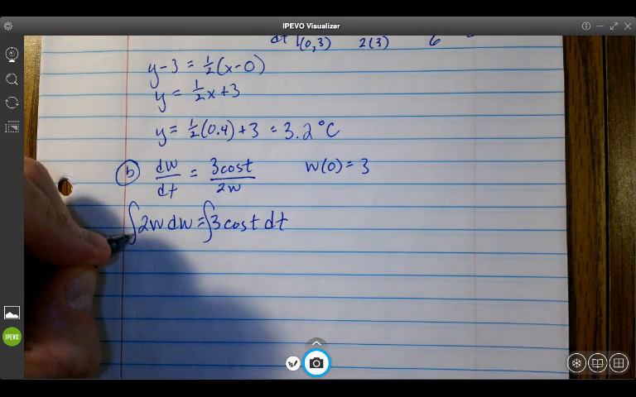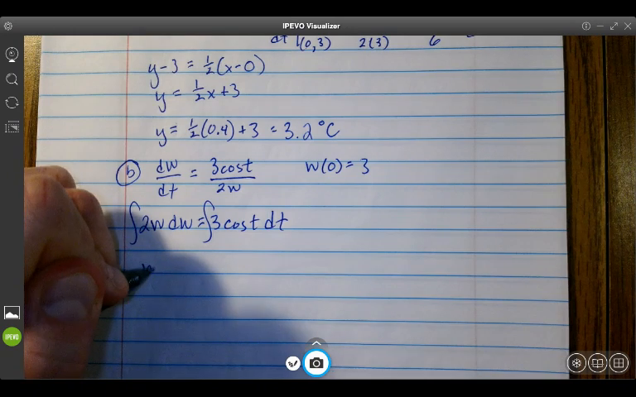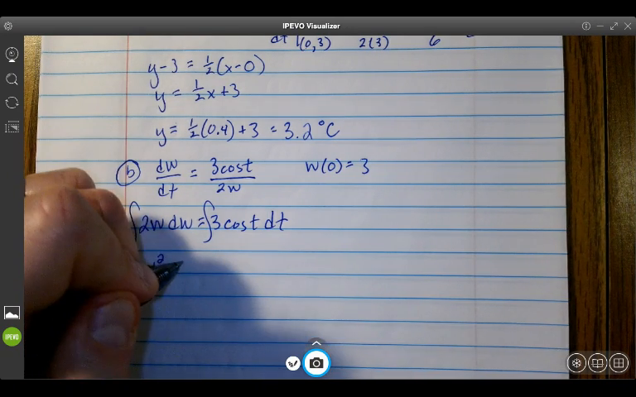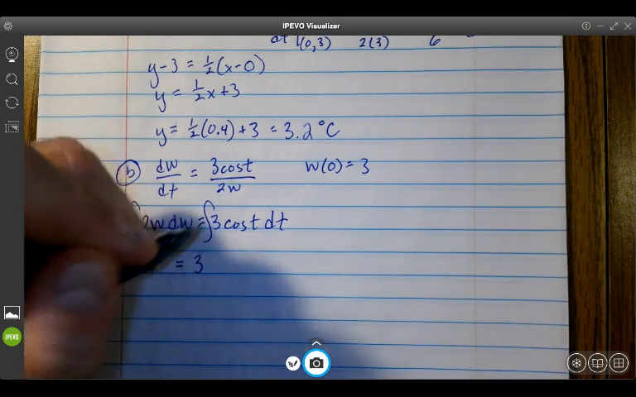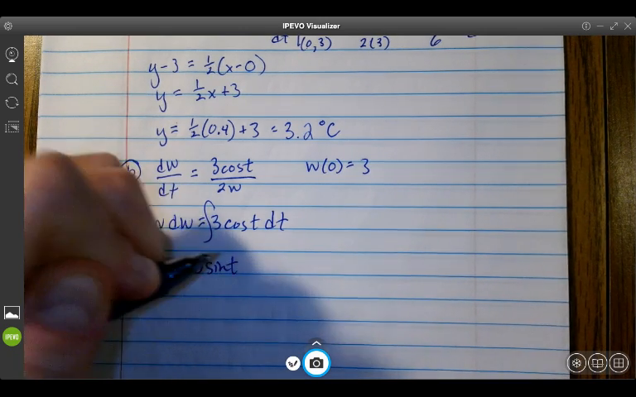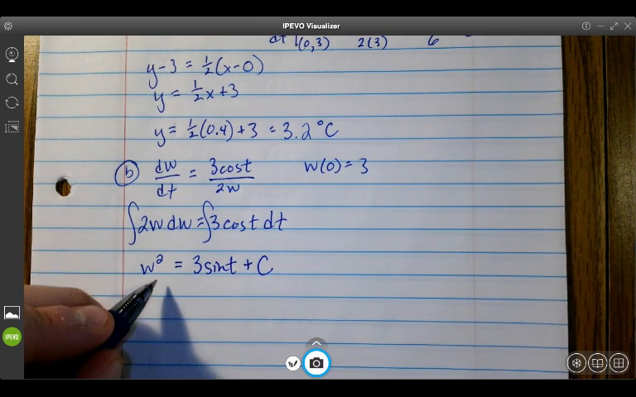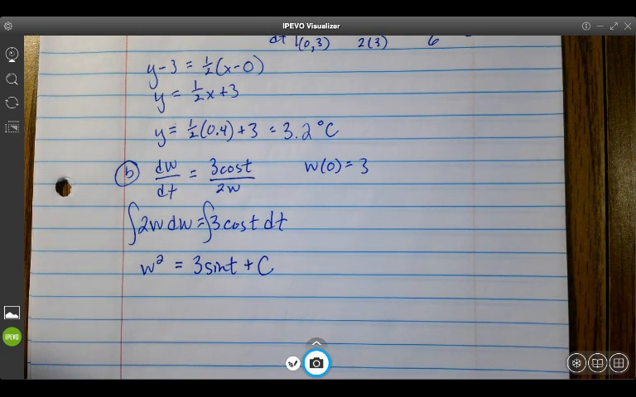Now, on the left side, I integrate 2w dw. So I get 2w squared over 2, or just w squared, equals. Now I'm going to integrate over here. So I bring down the 3 and the integral of cosine. What is the integral of cosine? Very simple, sine of t. And then don't forget to add c. Remember, you need to add c on one of the two sides. So I have w squared equals 3 sine of t plus c.